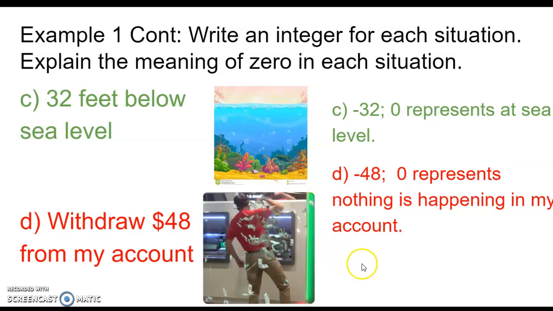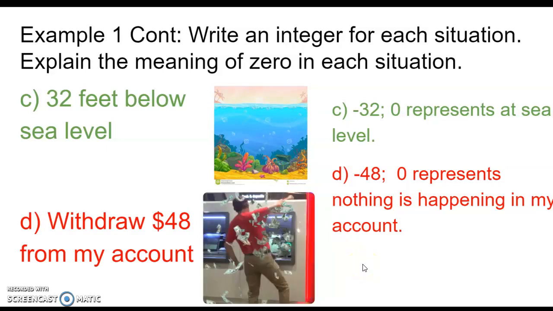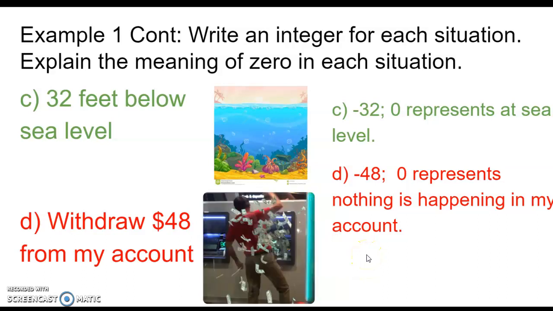All right. Oh, look at this guy again. Money making it rain. All right, he's taking money out of his ATM.